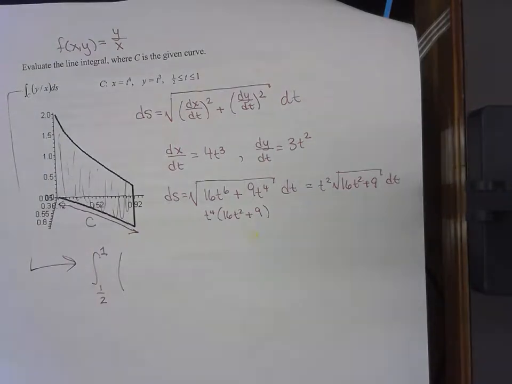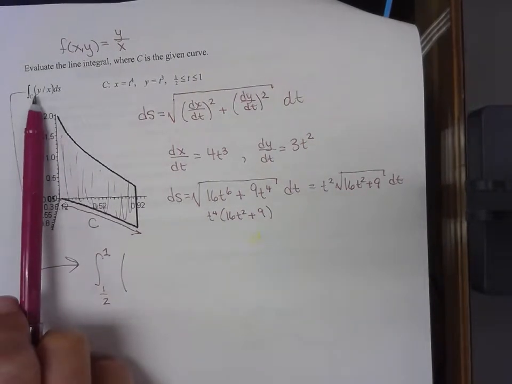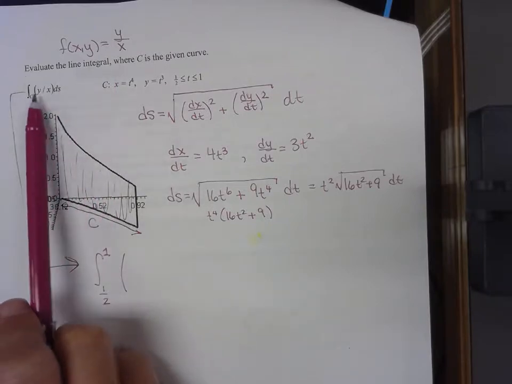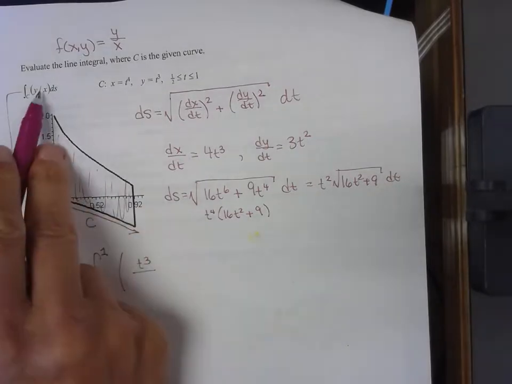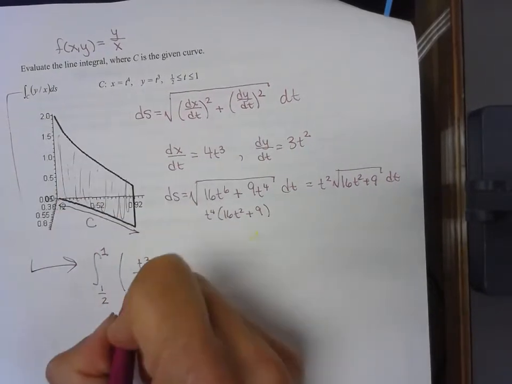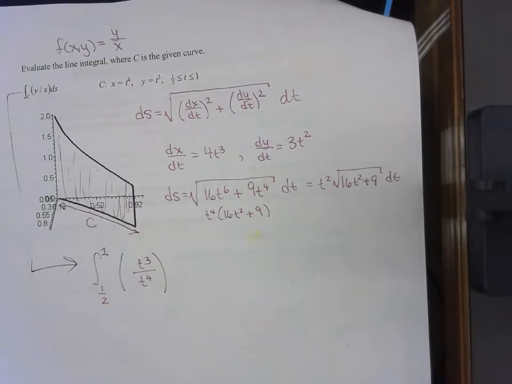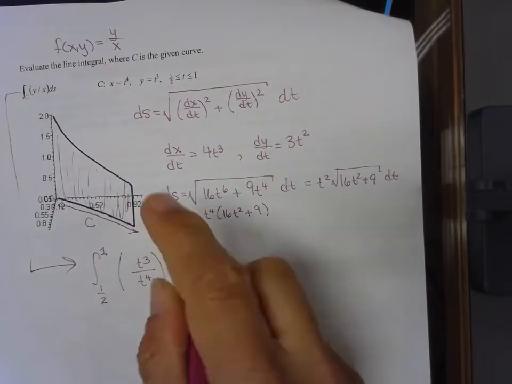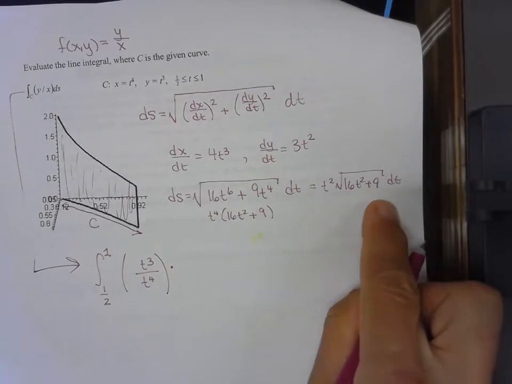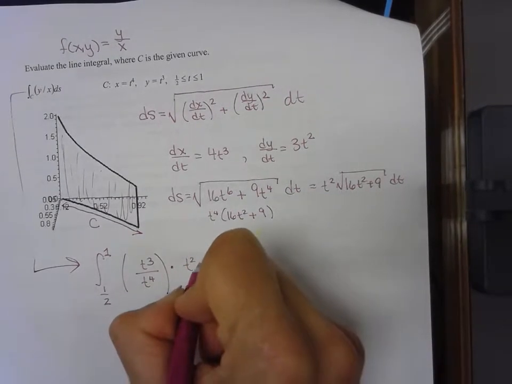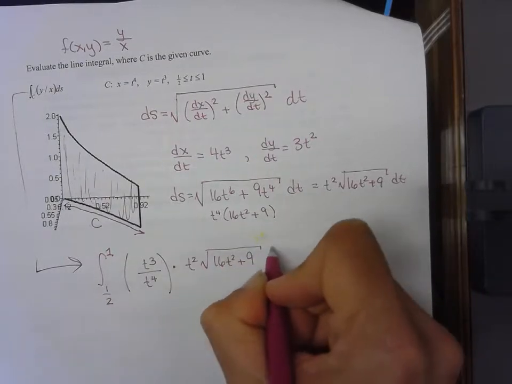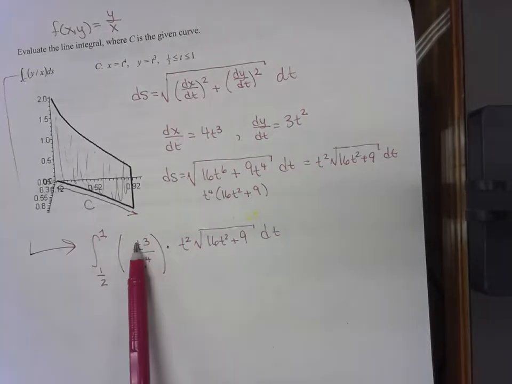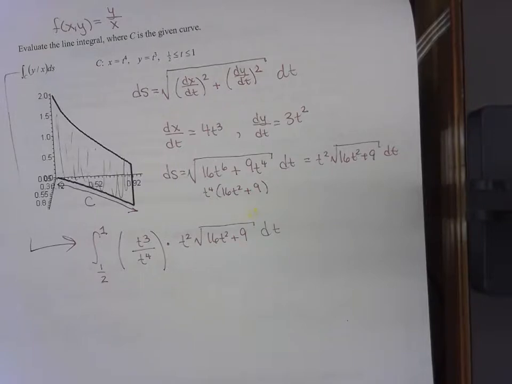What am I going to put in place of y? Right, so I'll have t cubed for y, and then for x, t to the fourth. Yep, so that will simplify to be 1 over t, and then my ds gets replaced by t squared times the square root of 16t squared plus 9 dt. So in the top, we have t to the 5th, and in the denominator, we have t to the 4th, so we are just left with a t.